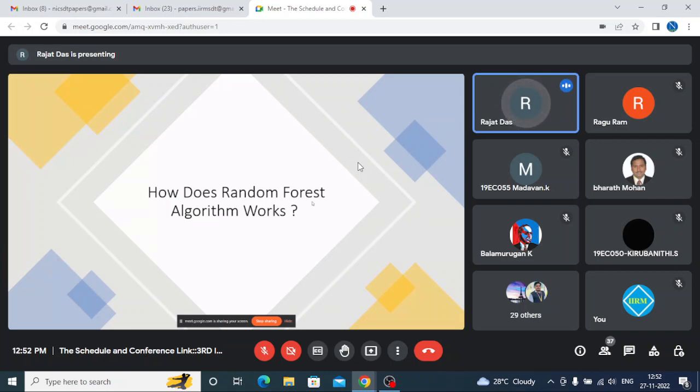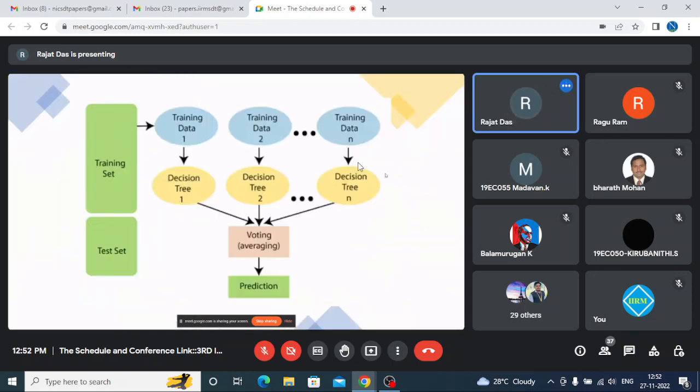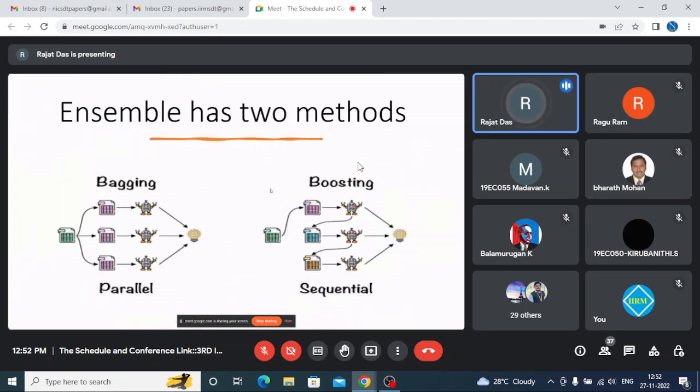This combination of multiple models is known as an ensemble. An ensemble has two methods, bagging and boosting. Now, what is bagging?